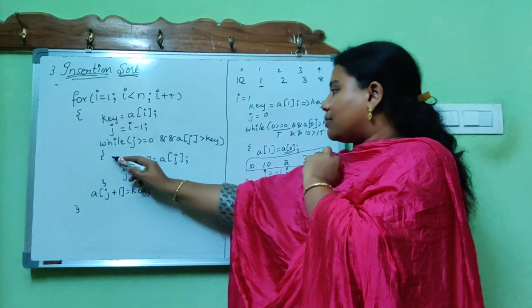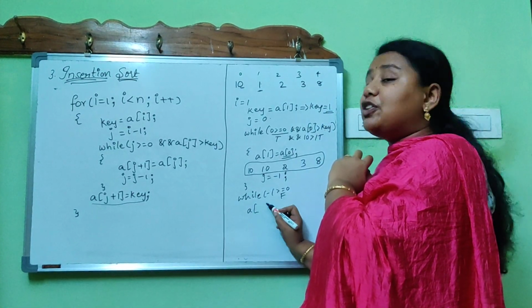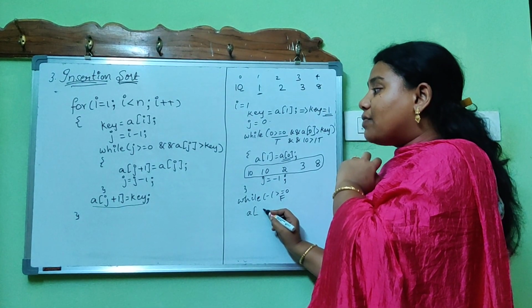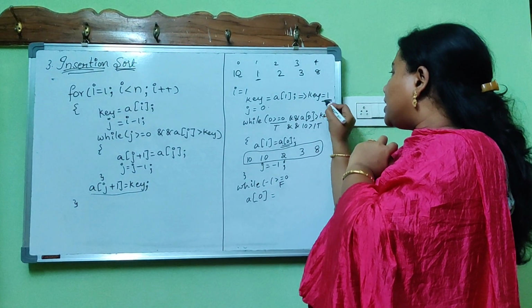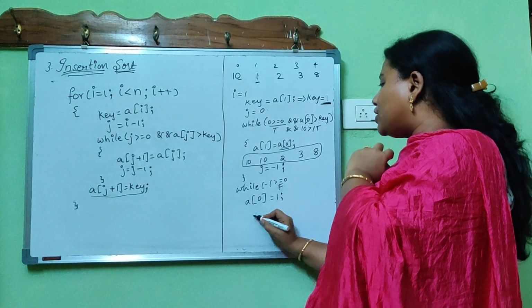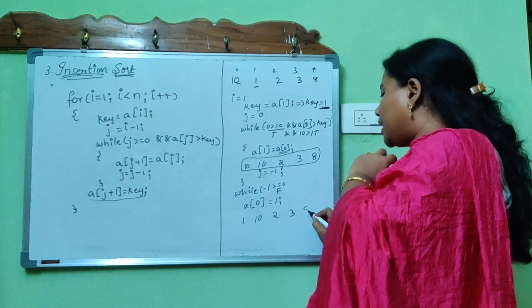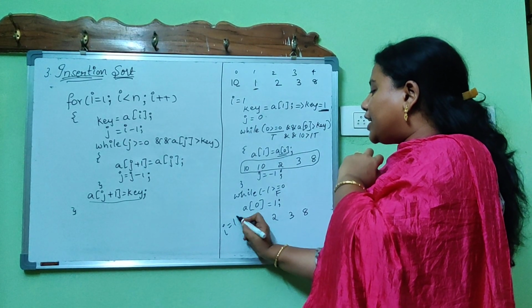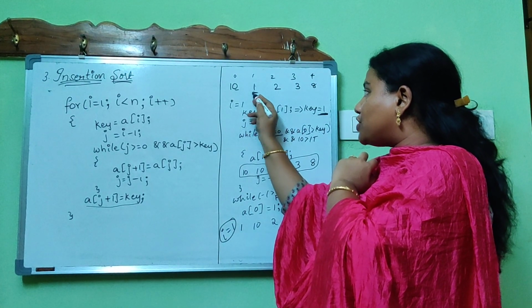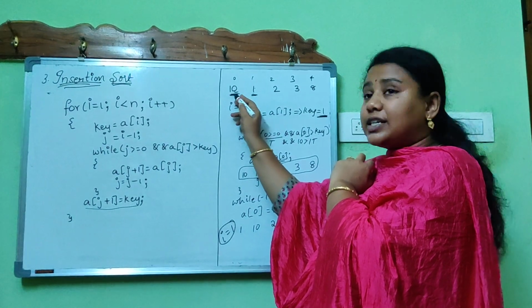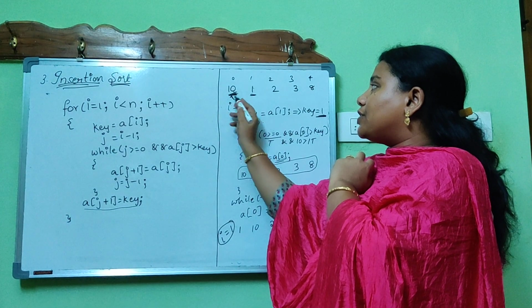And once I come out of the loop, what do I find here? a[j+1]. Previously the j value had become minus 1. Now minus 1 plus 1, what does that refer to? a[0] is equal to key. What is the key value here? 1. So I have to place the value 1 here. So this becomes 1, 10, 2, 3, 8. So for the i equal to 1 iteration, what happened? I have found a suitable position for 1 in this sorted sublist. I thought 10 to be sorted, and I gave a suitable position for 1 here.